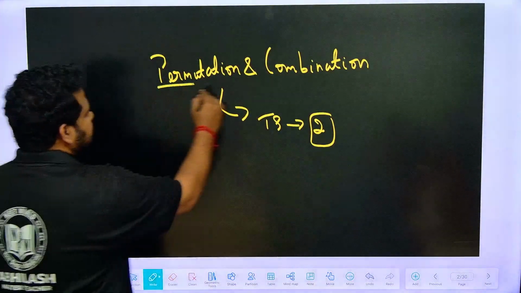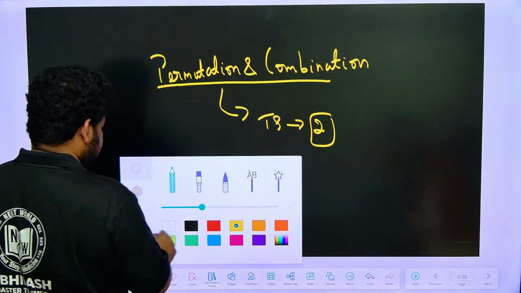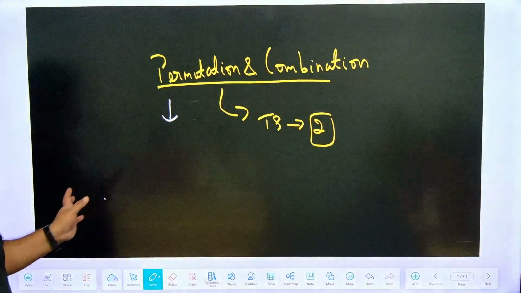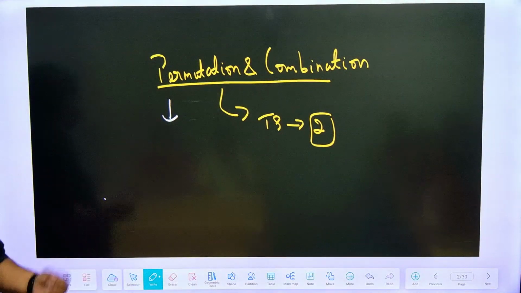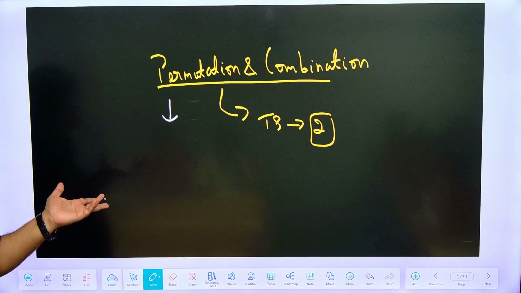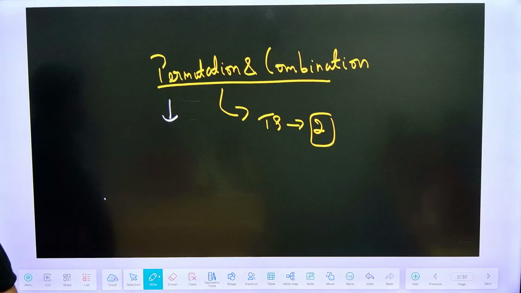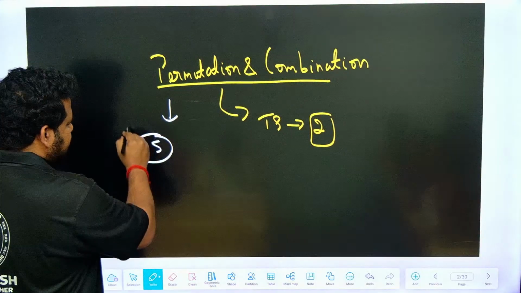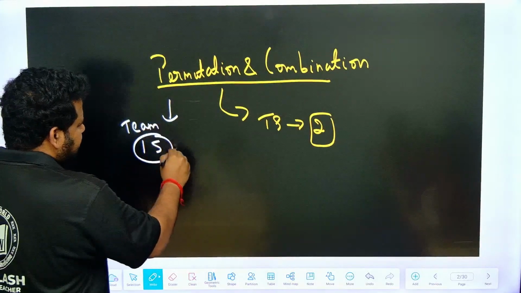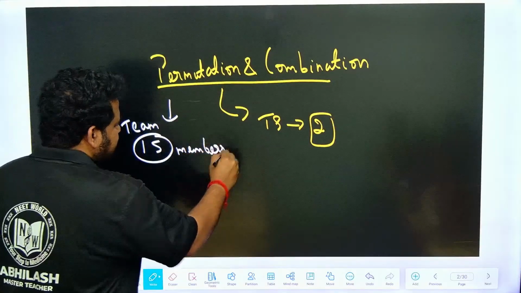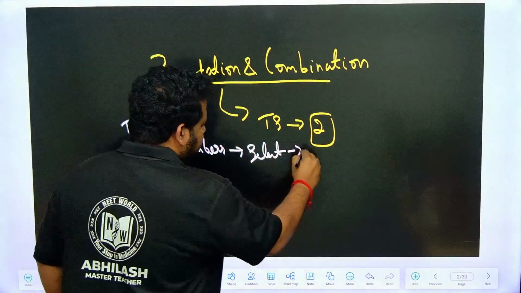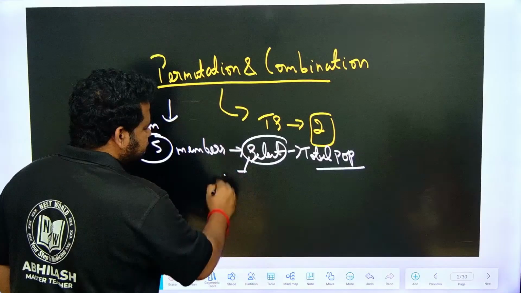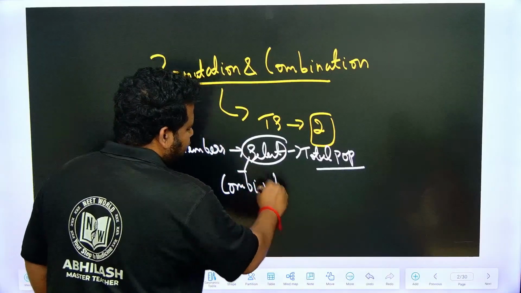Now, if I tell in simple words what is permutation and combination, suppose you want to select a squad for the Indian cricket team. Be it women's team or men's team, it does not matter. Out of the total population, you have to select 15 members. 11 members will be playing, 15 members will be selected. You have to select these 15 members from the total population who are involved in cricket. This selection, we use combination.